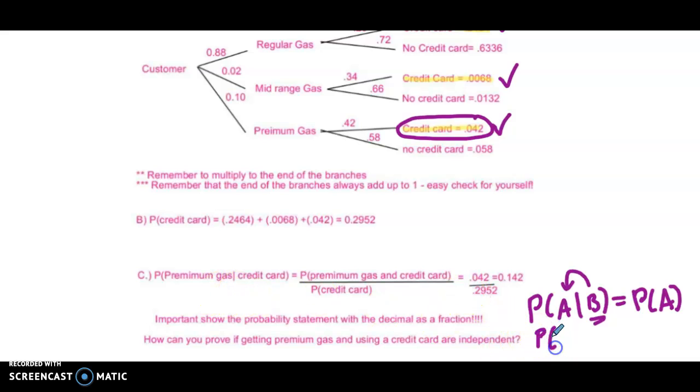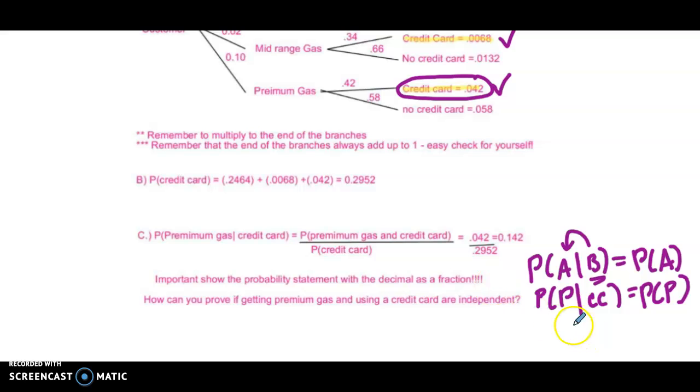So the probability of premium given that they use a credit card has to be the same as the probability of premium. Well, if we look here, the probability of premium given that it's a credit card, that was from this statement right here. That was 0.142. The probability of premium gas, notice, was just 0.1. So therefore, since those are not the same, they're not independent.